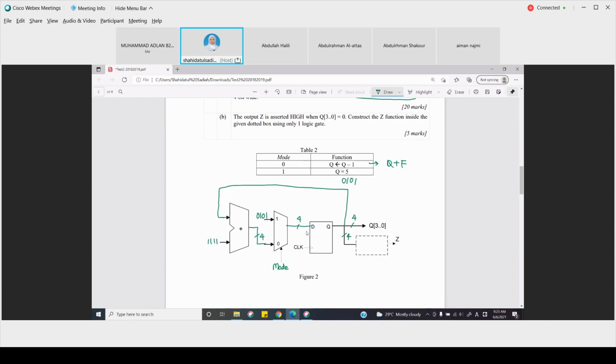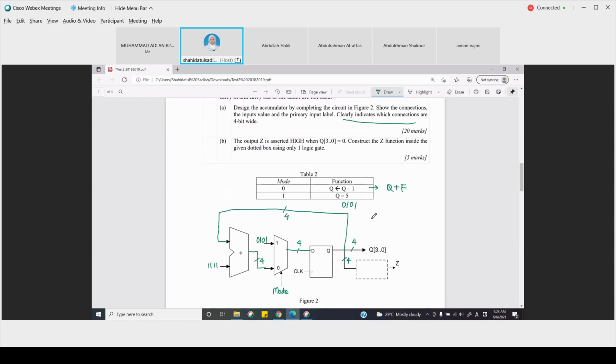So here you can prepare F or just write 1, 1, 1, 1. Right? So 1, 1, 1, 1 plus Q. So that is equal to Q minus 1. So that is connected with the mode 0. Okay. Oh, this is also 4 bit. Okay. So when mode is 0, Q minus 1. When mode is 1, it's 5. And then it will go to the flip-flops. Okay, and then that will be the output.